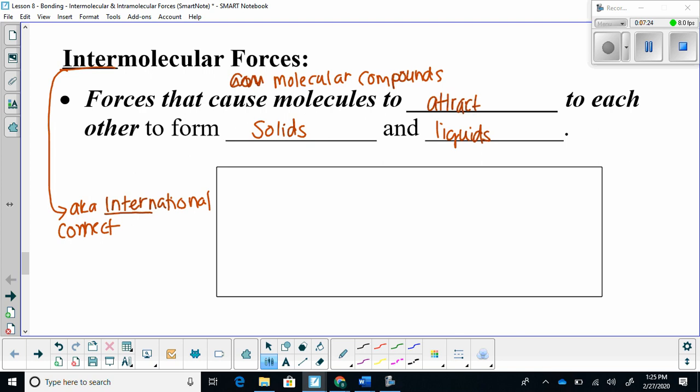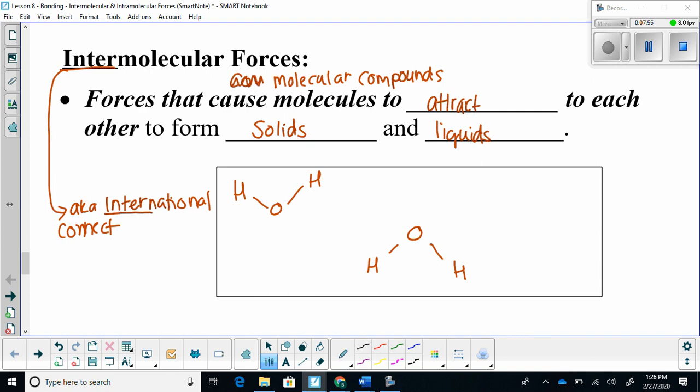Okay, let's look at what intermolecular force looks like. So for example, let's take water, H2O. Let's draw a Lewis diagram for that. I'm going to use this whole space for it. So we have hydrogen bonded to an oxygen, bonded to a hydrogen, and then we have another molecule here. Okay, remember an intermolecular force happens between two molecules.